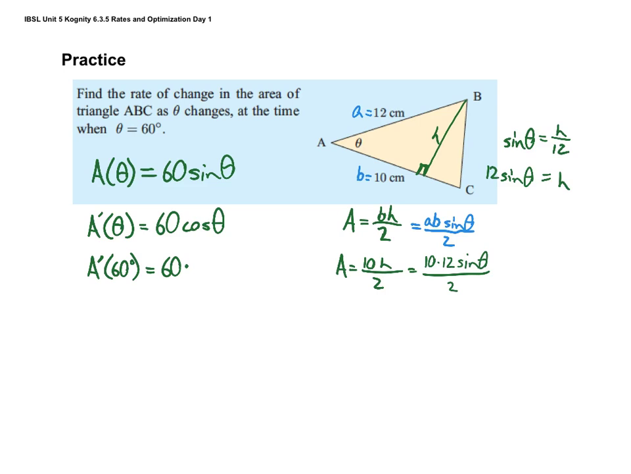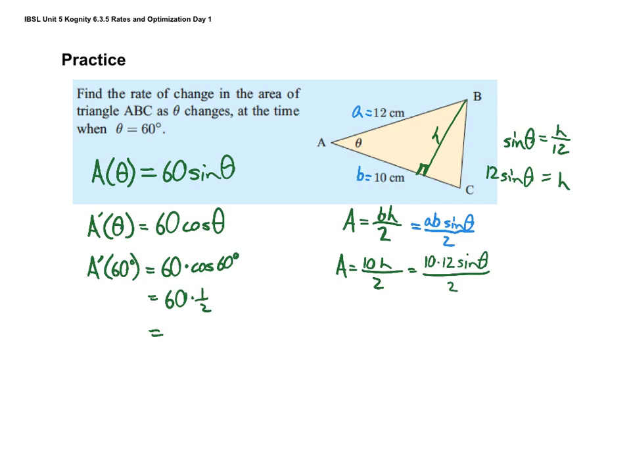What's cosine of 60? This is in degrees too. Come on, why are we using our calculators? We know our unit circle. It's a half. Cosine of 60 is a half. So our rate of change is 30.